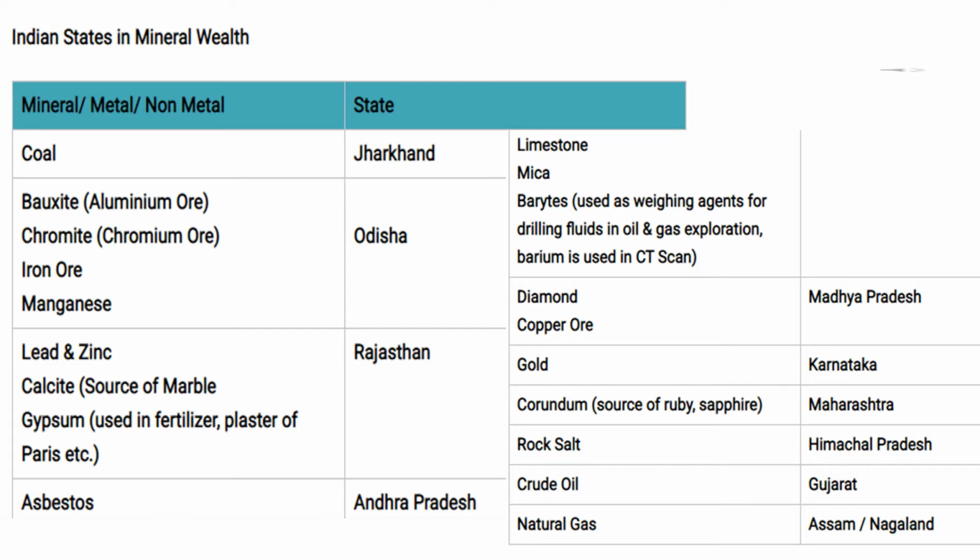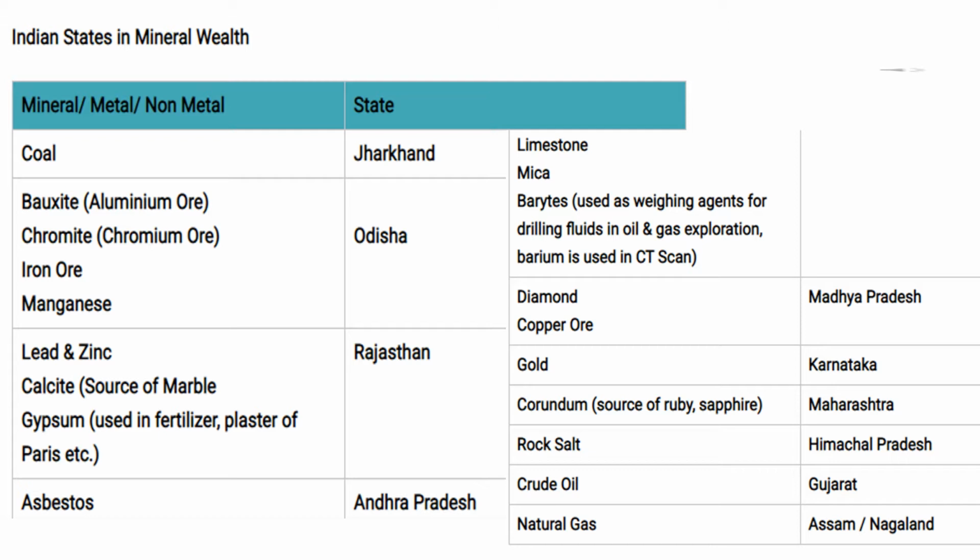Coal, state is Jharkhand. Bauxite, that is aluminium ore. Chromite, chromium ore. Iron ore, manganese, state is Odisha. Lead and zinc. Calcite, source of marble. Gypsum, used in fertilizers, plaster of Paris, etc. State is Rajasthan.